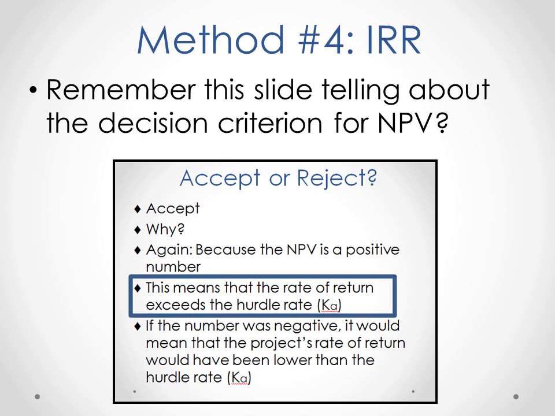Why do we accept the project? Because it means that the rate of return exceeds the hurdle rate. So if your hurdle rate is 10% and you have a positive net present value, that means that the guy who's jumping over the hurdle is jumping higher than that hurdle, obviously. So if you picture a person jumping over a hurdle and you measure from the top of the hurdle to the bottom of the guy's feet, there's a positive distance there. That's like the net present value.